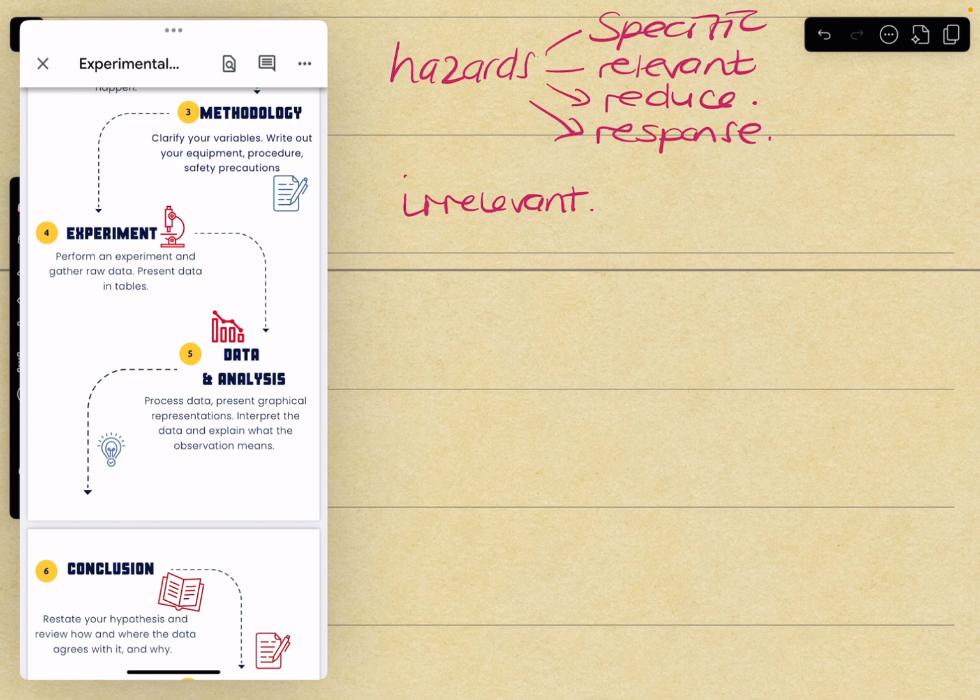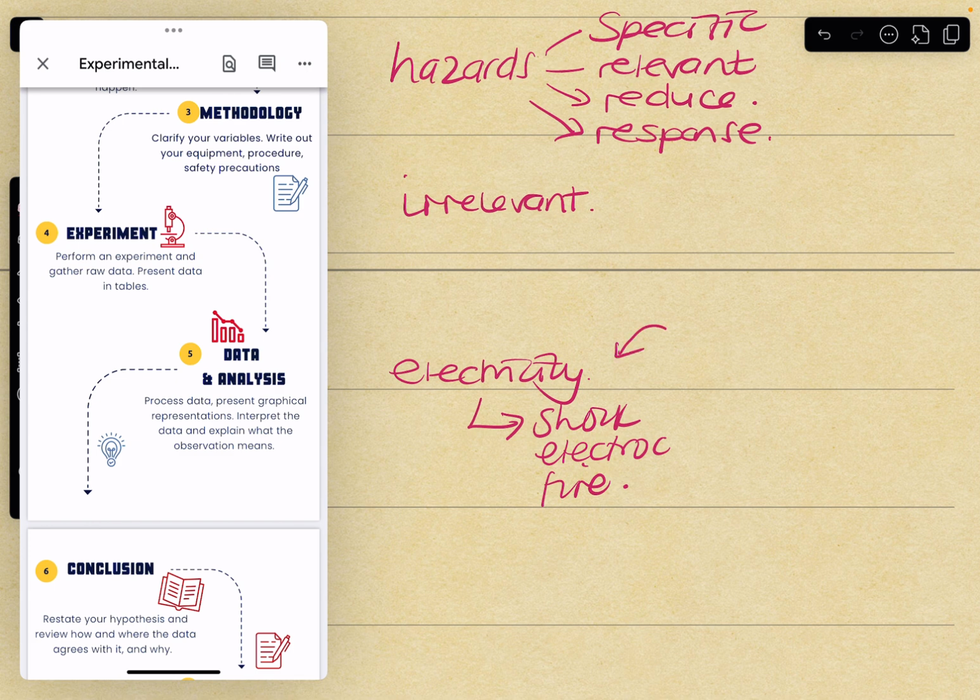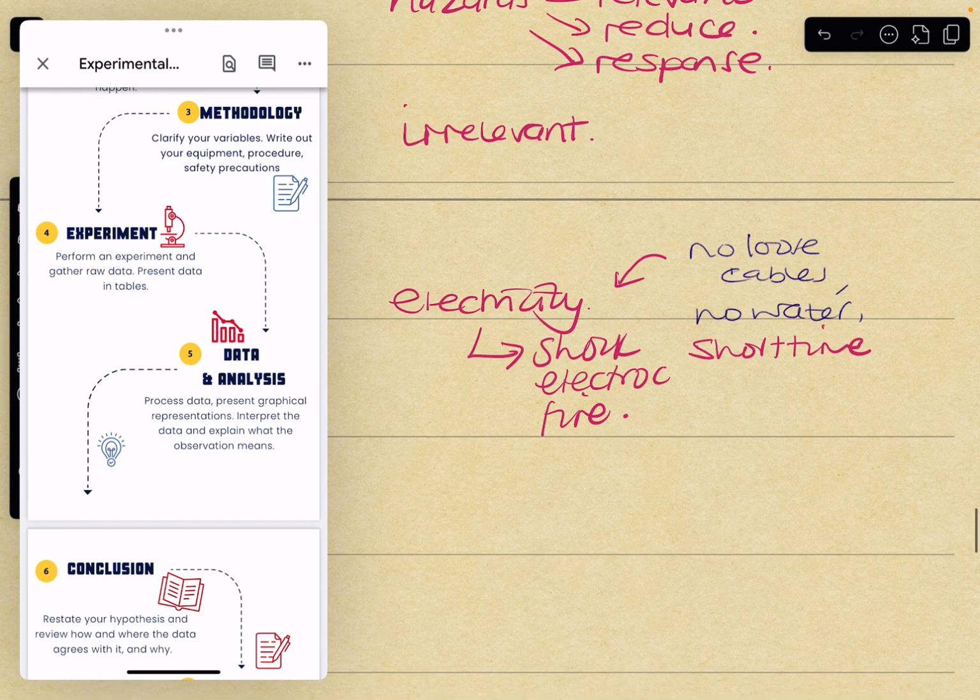If we are using electricity, then we are going to have the hazard of electricity. The harm that it could do is electric shock, electrocution, fire. How could we reduce it? We could make sure that we are having no loose cables, no loose wires, no water or no liquids in the vicinity, and using it for a short time period to ensure that it doesn't overheat. These would be ways to reduce shock, electrocution and fire.